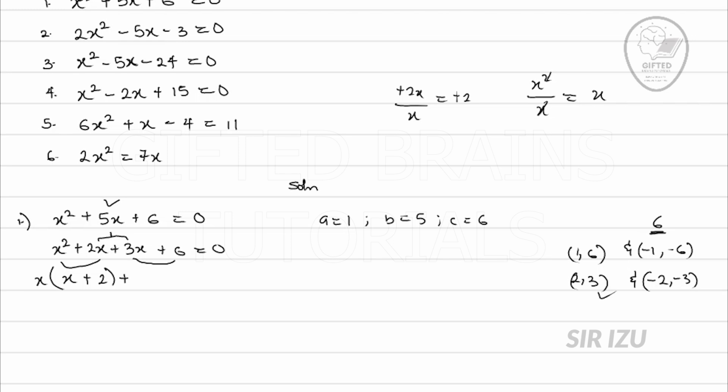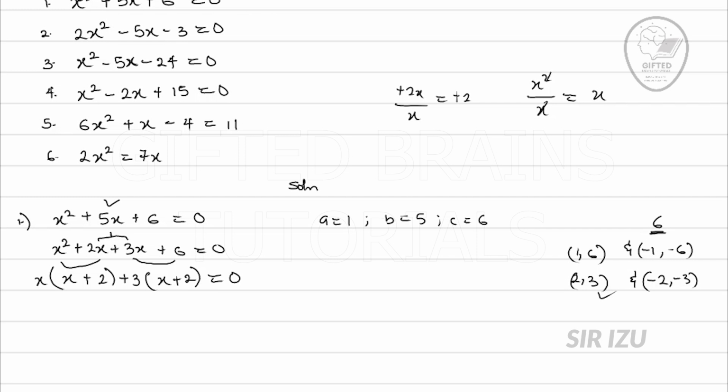Now, what is common between plus 3x and plus 6? What can go between them? That's plus 3. And then you say plus 3 goes in the first one, which is plus 3x. That will give us x. While plus 3 goes in plus 6, that will give us plus 2. And that will give us equal to 0.